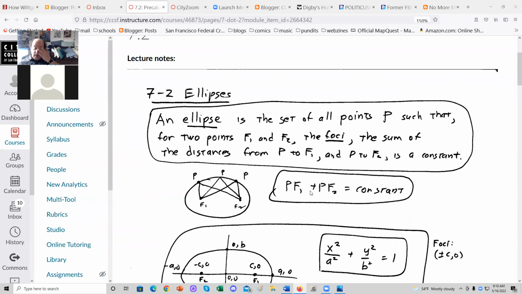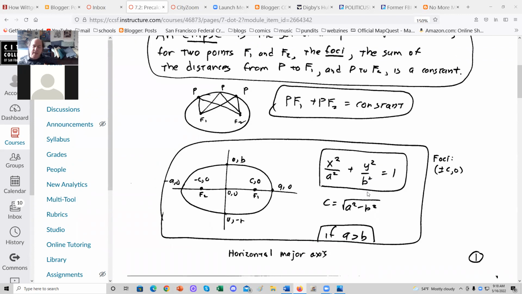Traditionally, one of the ways to draw an ellipse is to push 2 thumbtacks into a piece of paper, and I presume the desk underneath it, then take a loop of string, pull it taut around there, and put your pen at this corner of the loop of string, and then swirl around. That way, the distance from P to F1 plus P to F2 is a constant, and that's an ellipse.